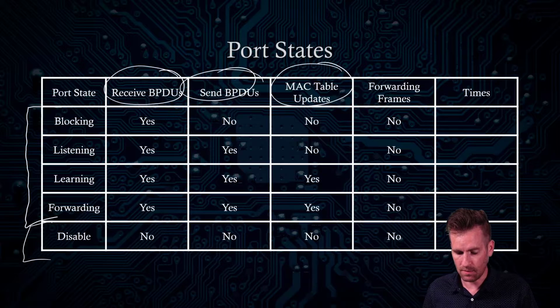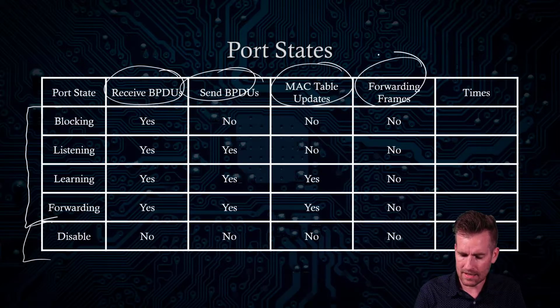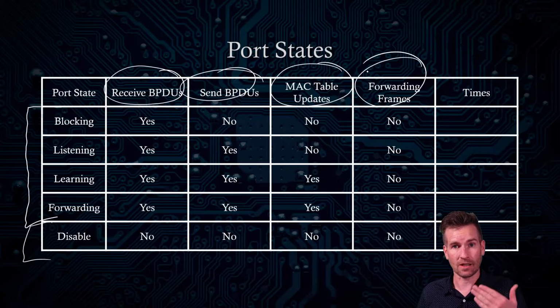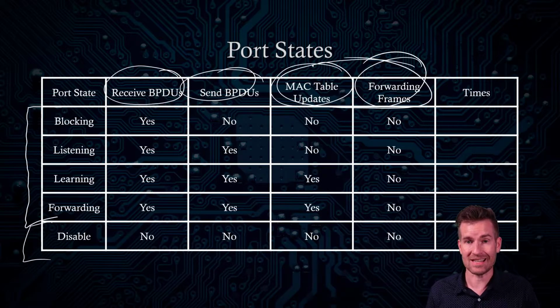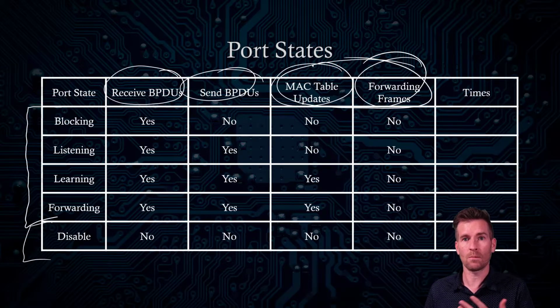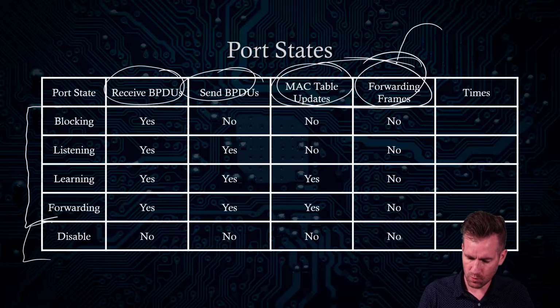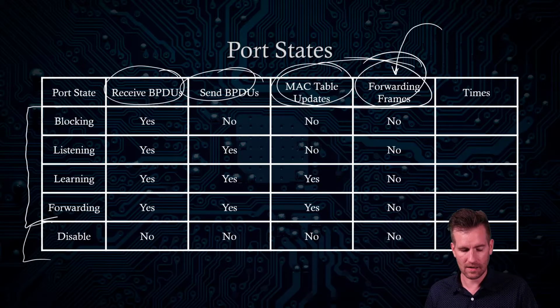So is the MAC address table going to get updated? Then we see that it actually starts forwarding frames, or forwarding the traffic. Really, these two aspects are what a switch is designed to do. So is it going to perform the functions of the switch? The switch is really not fully functional until it gets to the last, where it's actually forwarding frames.